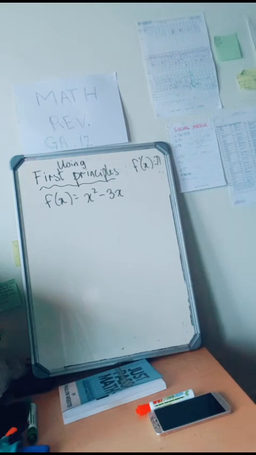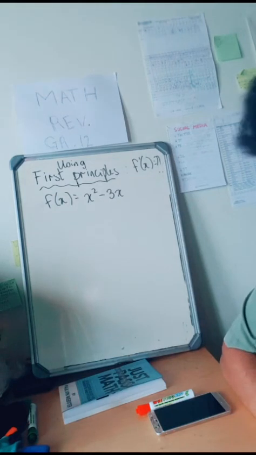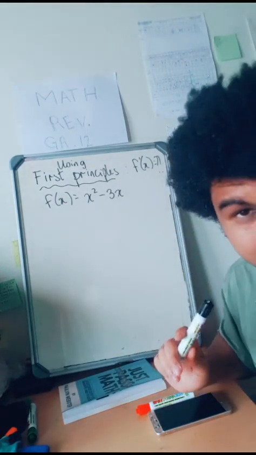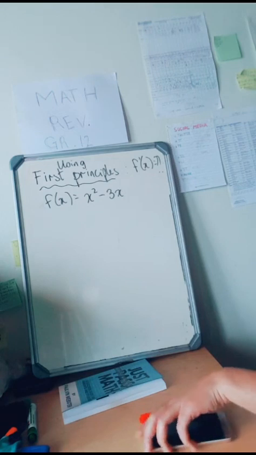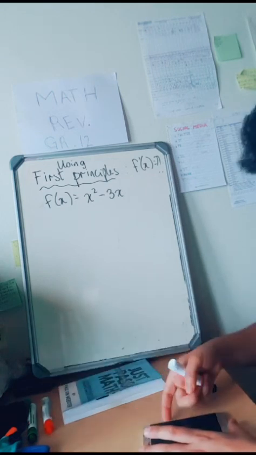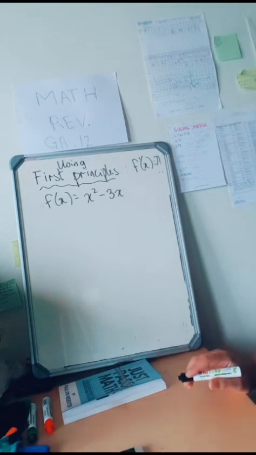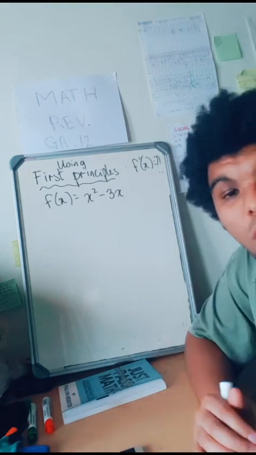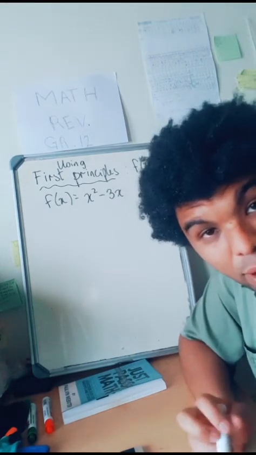Okay, I'm just writing the question here. By using first principles, derive f of x equal to x squared minus 3x. Okay, so let's get into it. Really, really painful. It's going to be long and slow, but it's for the best, just so that you can see if you are up to date.